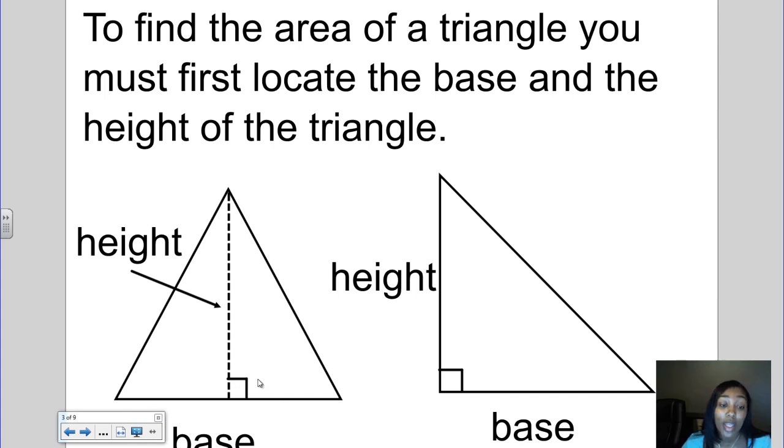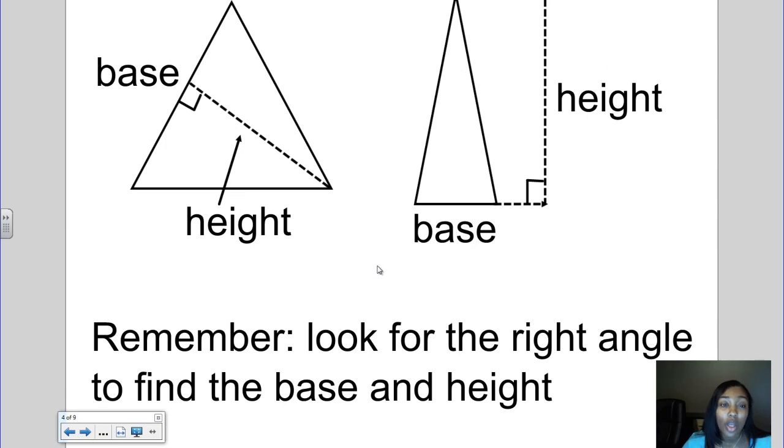So that means in this triangle, the dotted line is the height, and the bottom of the triangle is the base. On a right triangle, wherever the little right angle is, it's going to be touching the height and the base of the triangle. If I look at this triangle, the little right angle square is touching this line here, which is the base, and this line here, which is the height.